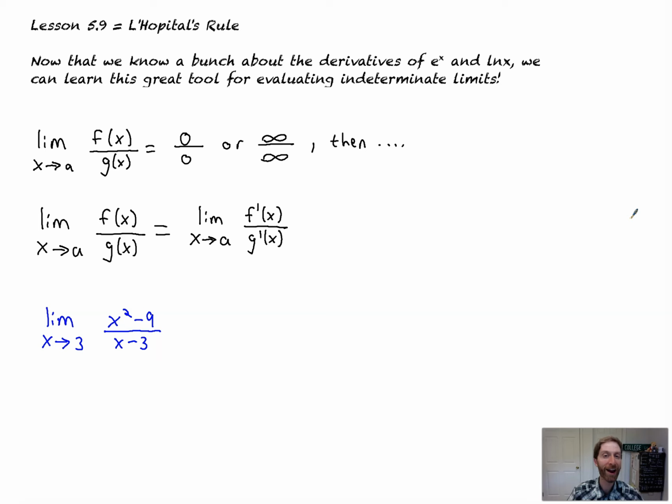Hey there, here we go into L'Hopital's rule. Basically, we've now learned a bunch about e to the x and ln x, so we're actually going to dive way back when into limits. The reason we're going back into limits is there's this skill called L'Hopital's rule that's going to allow us to evaluate limits where, when we use direct substitution, we get 0 over 0 or infinity over infinity.